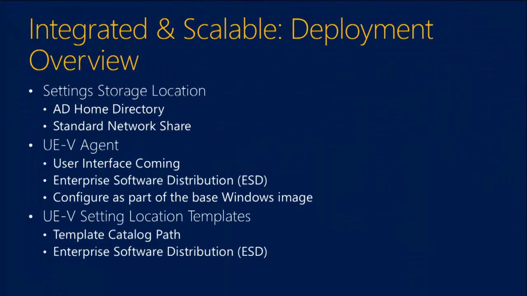The nice thing about UEV is it requires no back-end infrastructure. All you need is a settings storage location, which can be an AD home directory or a standard network share. Then the client, of course, has a UEV agent. Right now, the UEV agent is pretty much limited to user interfacing with PowerShell. There is a new user interface coming in the next release of UEV, and that beta was also made available on Connect yesterday.